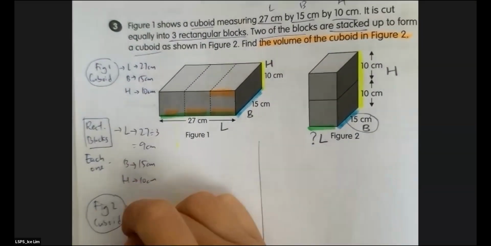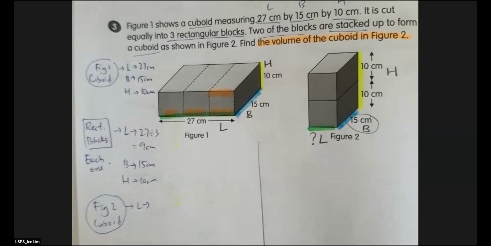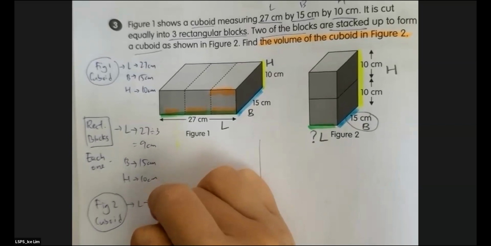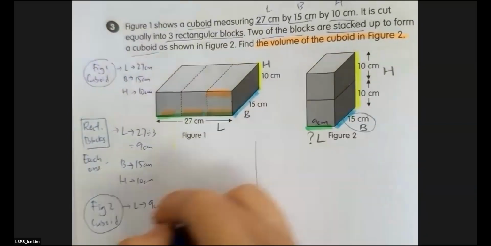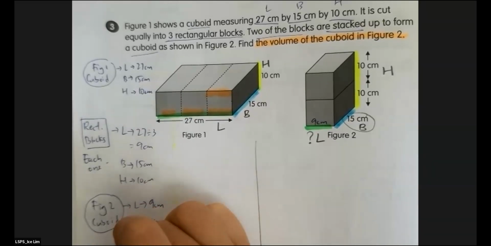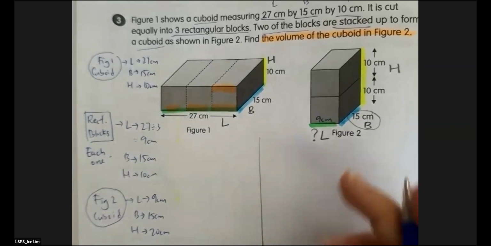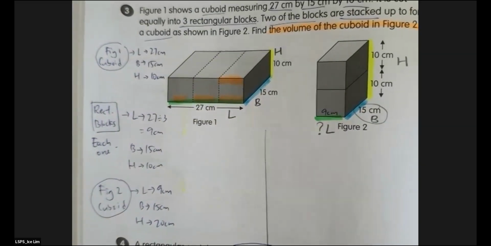So, figure 2, what's the length? 9, very good, because this is 9 centimeters. The breadth is 15 still? Very good. How about height? 20. How do you know it's 20? 10 plus 10. Very good. Can you find the volume already?